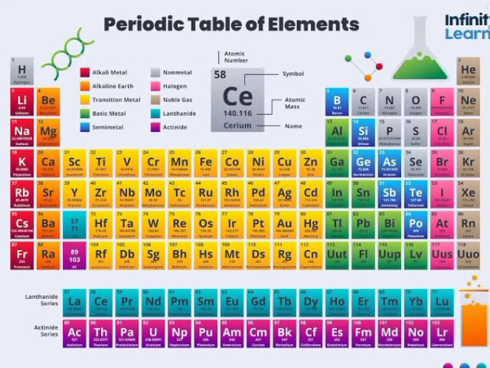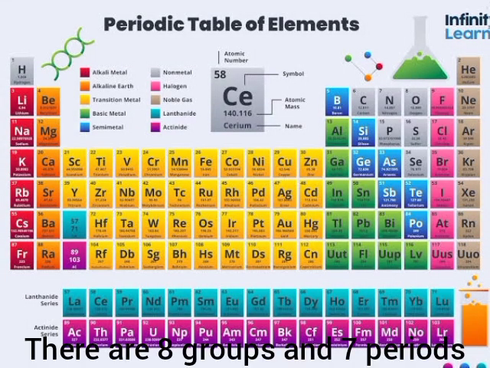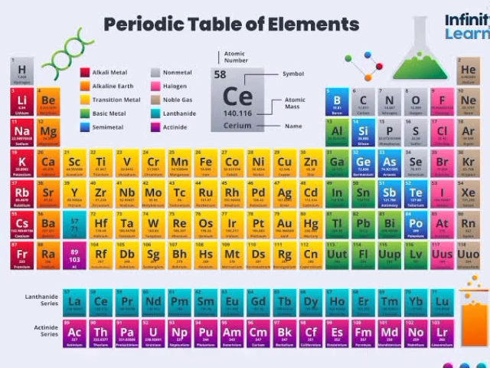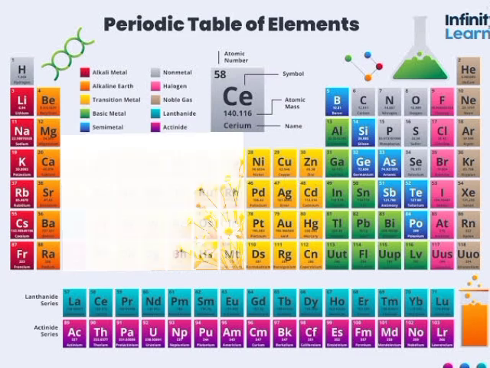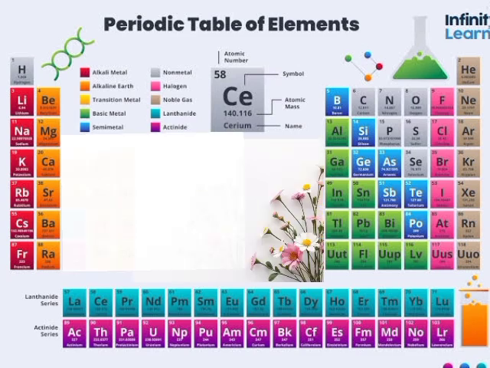So, minus the transition elements, there are 8 groups and 7 periods. But if you were to add the transition elements, you would have 18 groups. So let me just blow out the transition elements. So minus the transition elements, for your stage in chemistry, there are 8 groups and 7 periods. 1, 2, 3, 4, 5, 6, 7 periods.